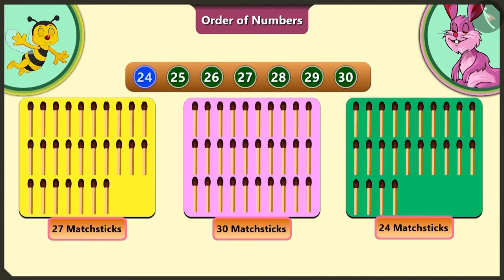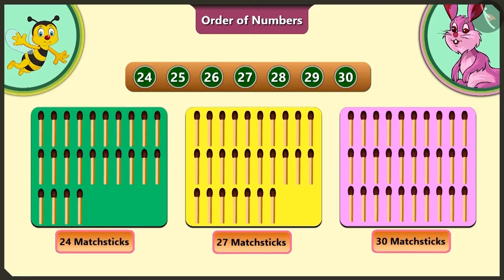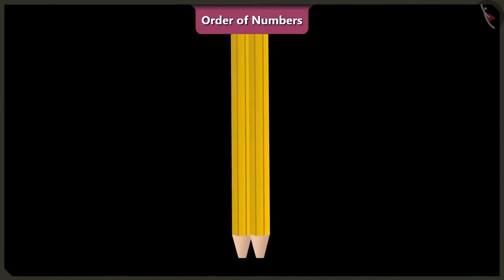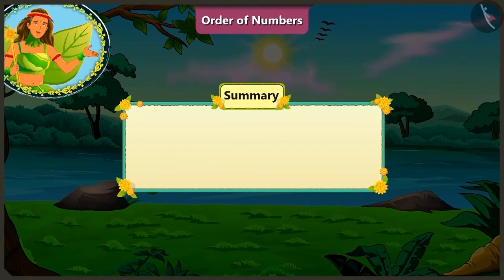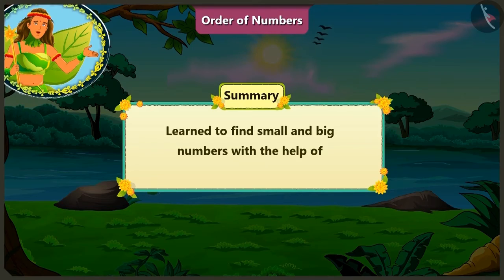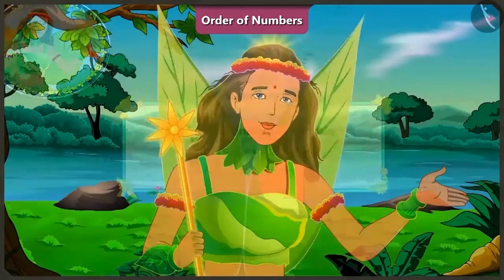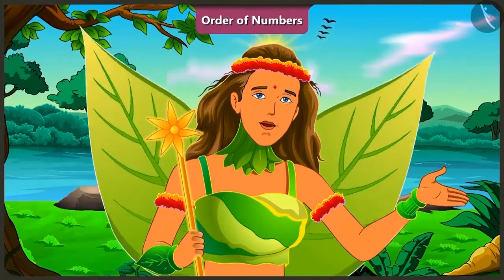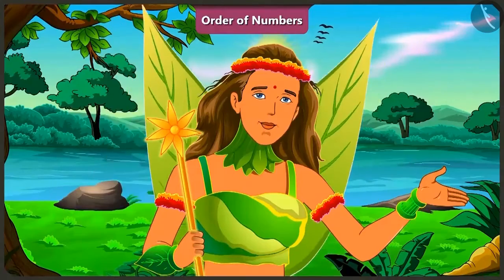Here the green card has the least matchsticks and the pink card has the maximum number of matchsticks. So if we have to arrange them in order from small to big, we will place the green card ahead of all, then the yellow card and the pink card in the end. Children, today we learned how to find small and big numbers with the help of a few matchsticks. In the next video, we will understand about the ordinal numbers.